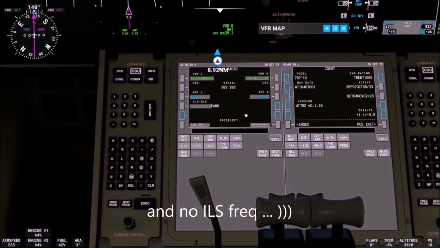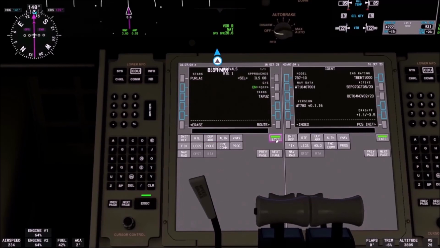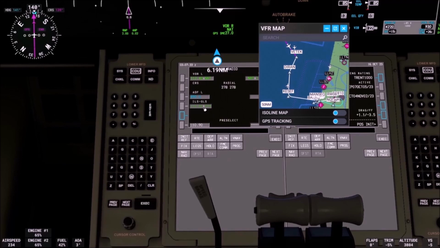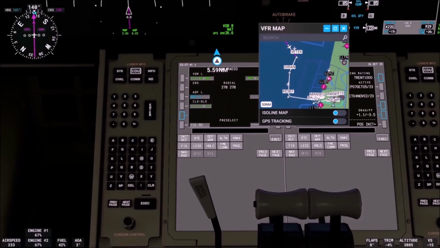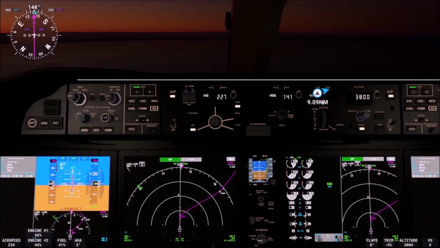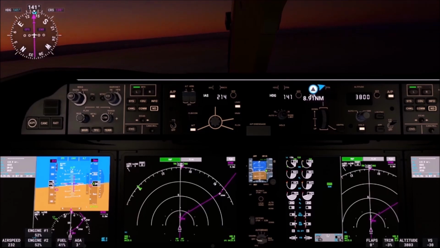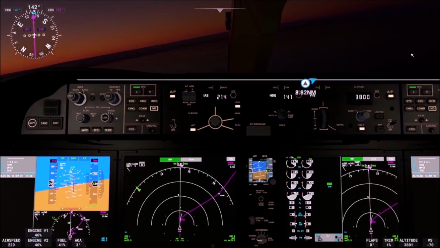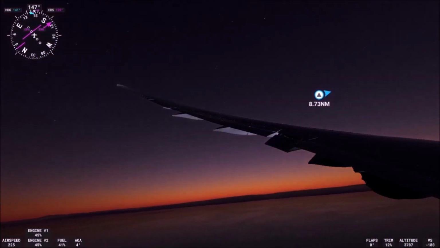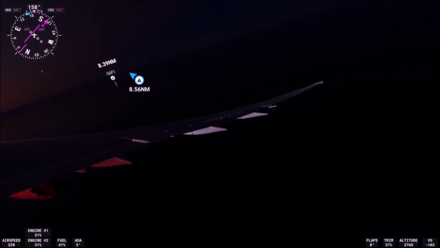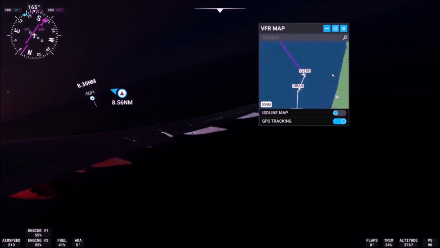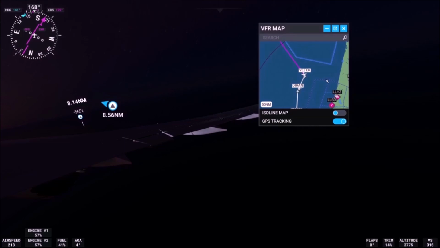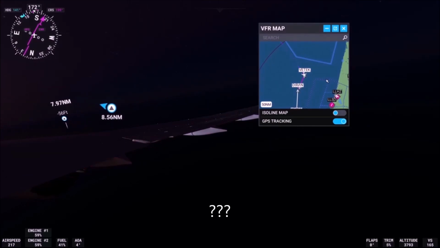I don't know what is going on. Can I select an approach? Let me have a look. Now appeared. For some reason now the ILS frequency appeared. Strange things. Okay, I will reduce my speed once again to 215. Good. We are turning. We continue to follow the NAV mode, our flight plan. Successfully, I mean, because we started very unsuccessfully.